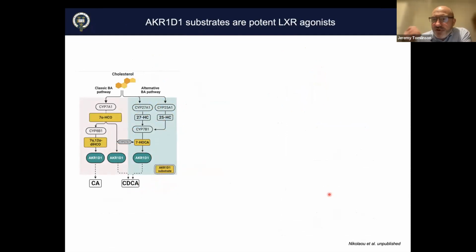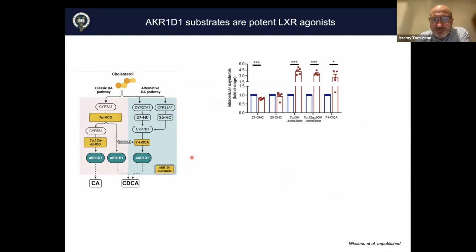So can we probe that a little bit more? Well, again, this is a pathway that you're all very familiar with. And again, the three substrates that I'm going to talk about, the 7-alpha hydroxycholesterol, 7-alpha 12-alpha dihydroxycholesterol, and the 7-HOCA, the 7-hydroxycholestenoic acid, all of which are the direct substrates upstream of AKR1D1.